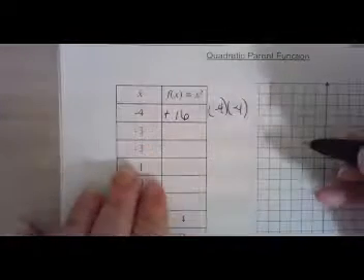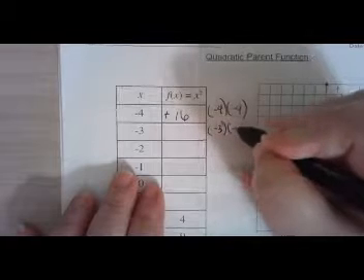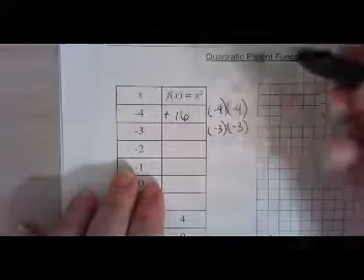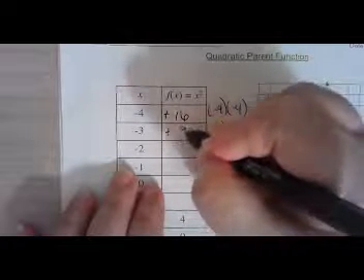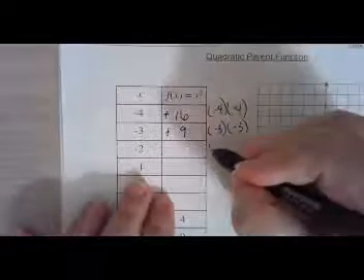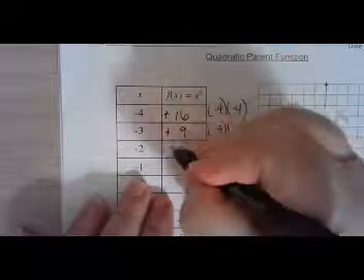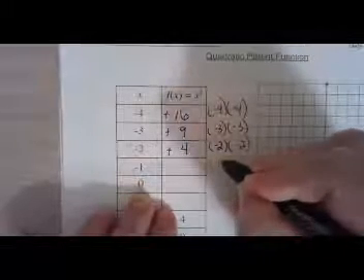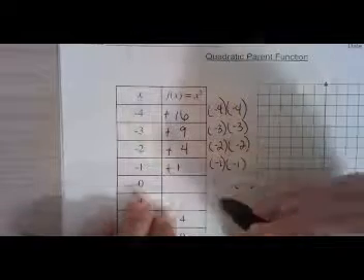Then if we take negative 3 times negative 3, we will get a positive 9. Because again, negative times negative is a positive. 3 times 3 is 9. We'll do the same thing for 2. Negative 2 times negative 2 gives us a positive 4. Negative 1 times negative 1 will give us a positive 1.